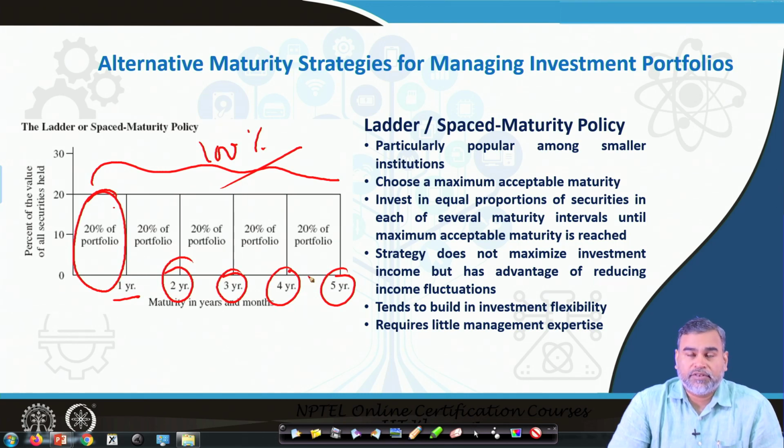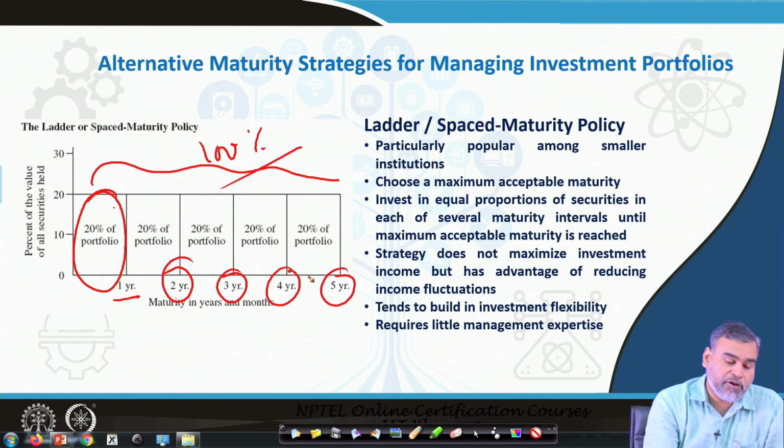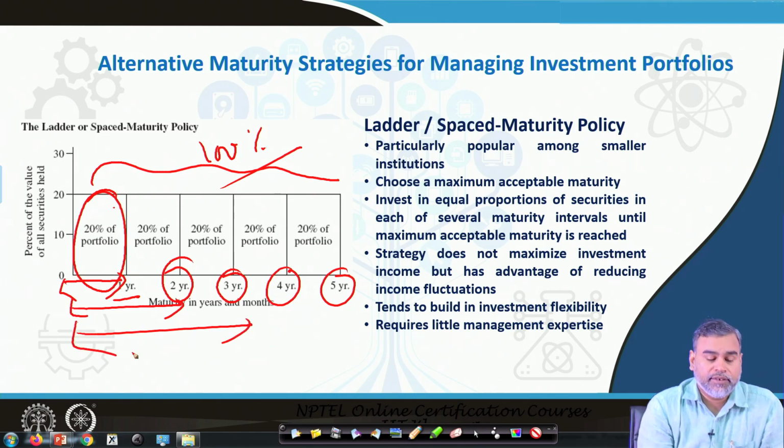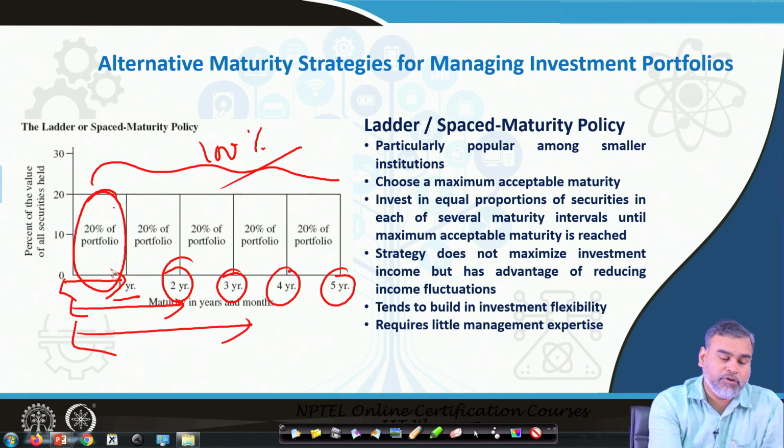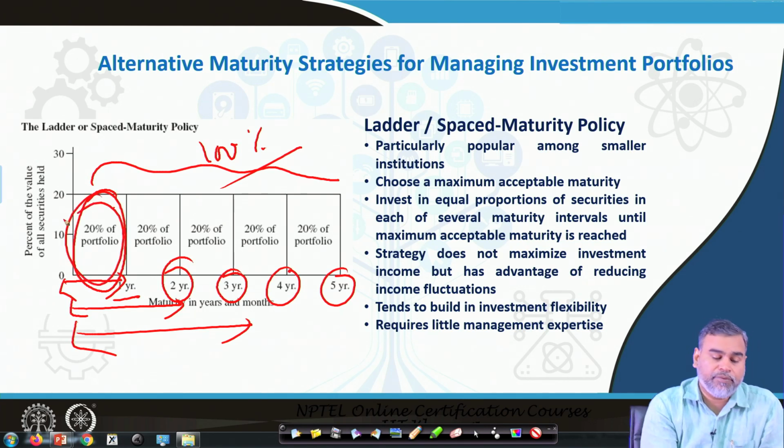So, what happens in this process? The objective is not to maximize the investment income, but the advantage is reducing the income fluctuations. If you are holding a bond up to 1 year maturity, another bond up to 2 years maturity and 3 years maturity, then if there is a change in the interest rate in the market, in the short run, if the interest rate is going down, you are gaining here, and further if it is increasing, then you may lose here, and again if it is declining, then again you are gaining here.